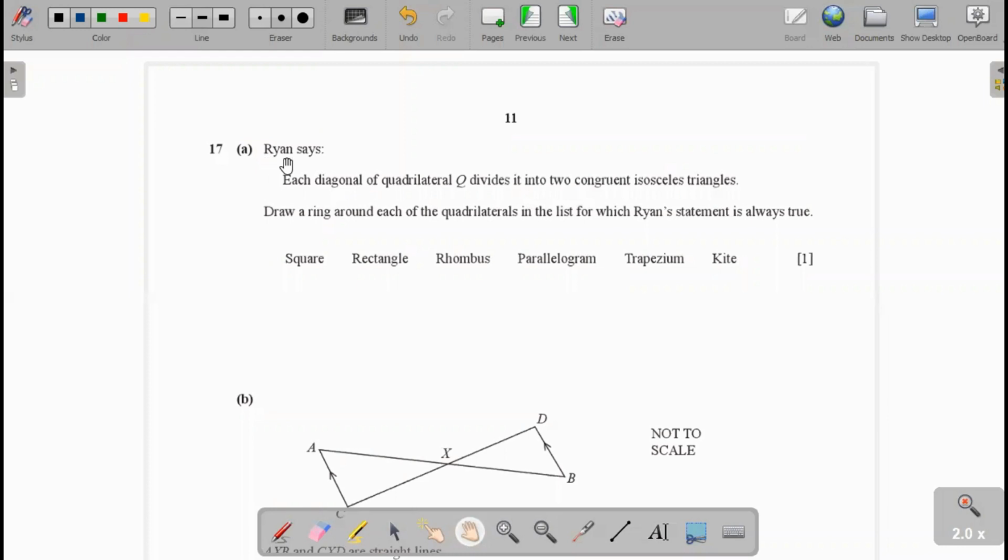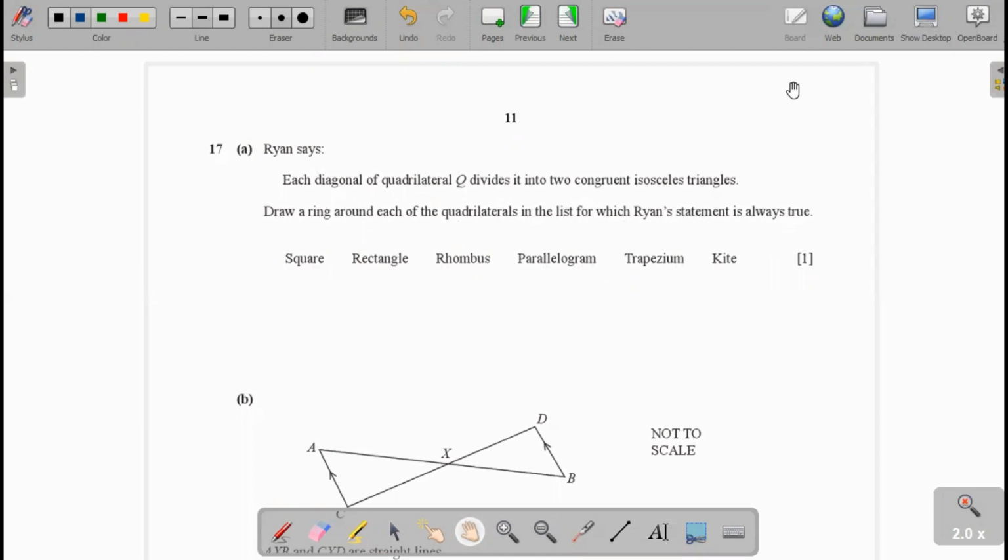Question 17, part A. Ryan says each diagonal of quadrilateral Q divides it into two congruent isosceles triangles. Draw a ring around each of the quadrilaterals in the list for which Ryan's statement is always true. Square, rectangle, rhombus, parallelogram, trapezium, kite.